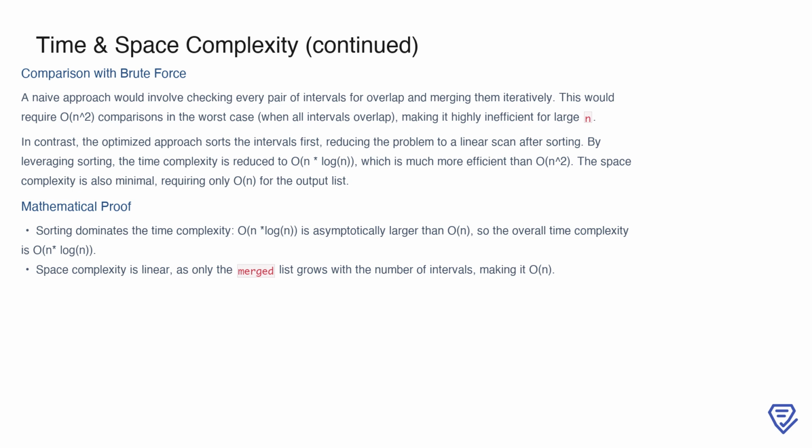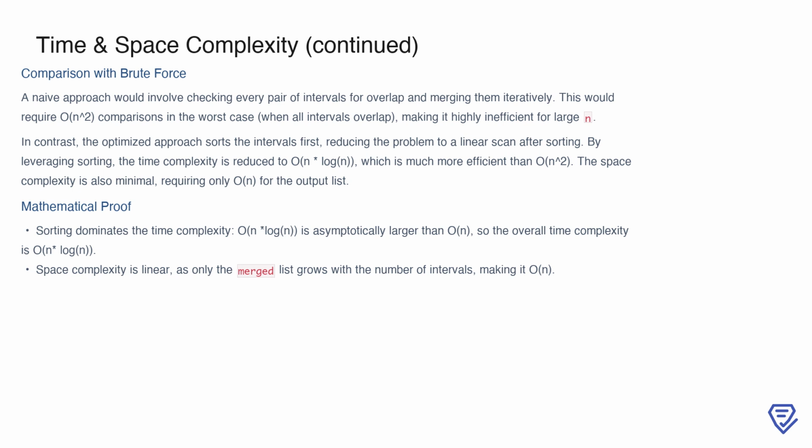Finally, let's compare this optimized approach to a brute force method. A naive approach would involve examining every pair of intervals for overlaps and merging them iteratively. This would require O(n²) comparisons in the worst case, such as when all intervals overlap. This quadratic time complexity makes the brute force method highly inefficient for large input sizes. In contrast, the optimized approach first sorts the intervals, allowing the merging process to be completed with a single linear scan.